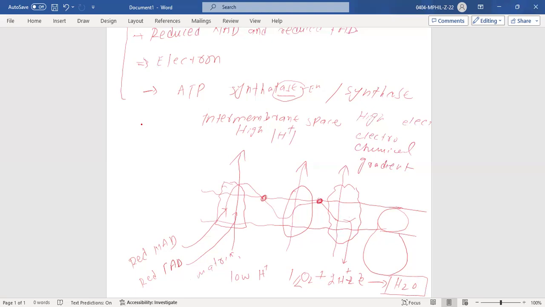So a high electrochemical gradient will be established here after some time because of the transportation of the protons. These protons, which are now here in a higher concentration, will move from this side to here via this ATP synthase. They will come to this side.